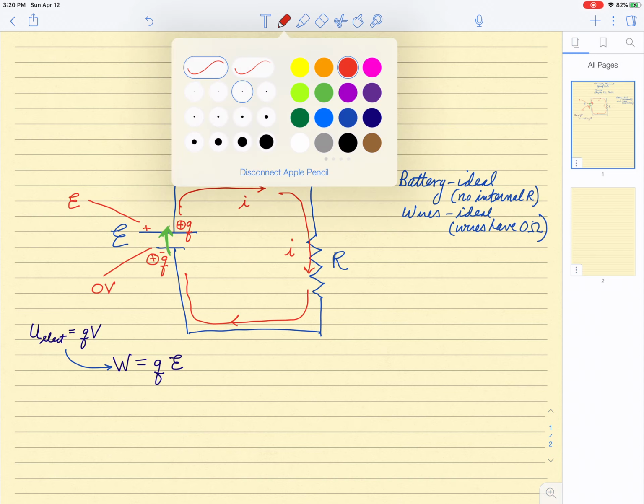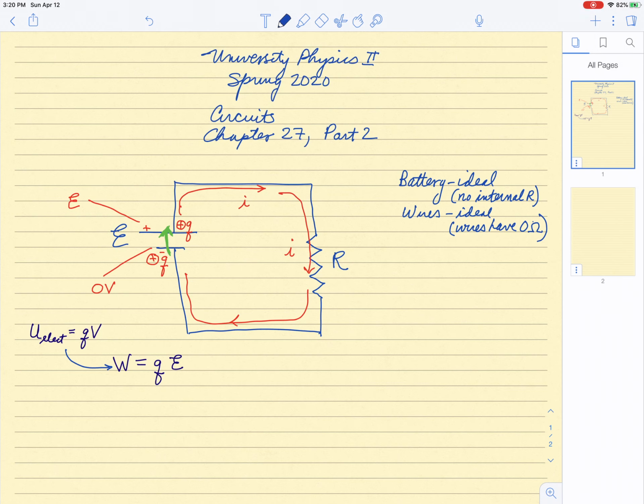And so let's trace now this charge. It's going to go around this circuit, and it's going to move through this ideal wire, which means it has no resistance, which means that the energy that this charged particle will have, right over here, it hasn't lost any energy. So this now is the high potential side of the resistor. This is the low potential side of the resistor.